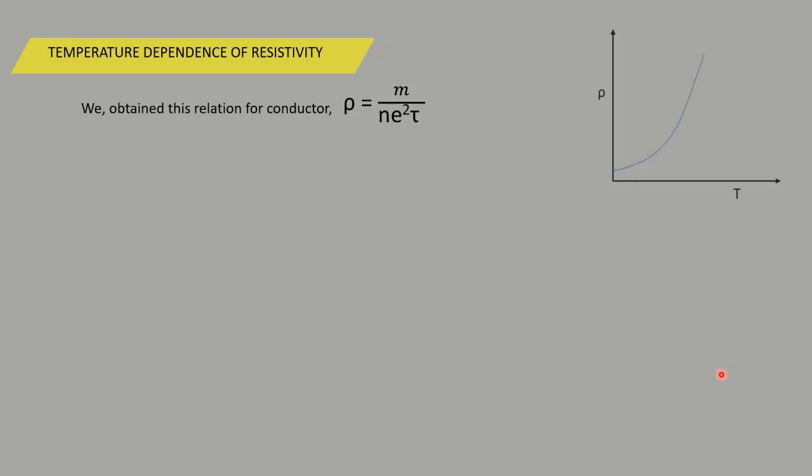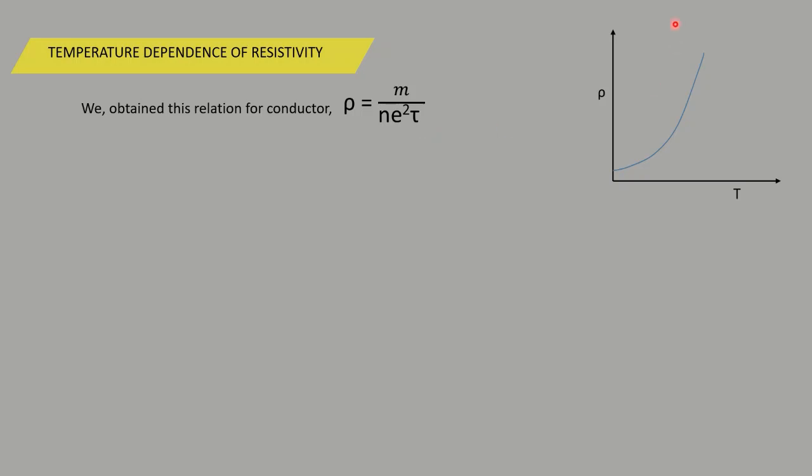And now we are going to study the temperature dependence of resistivity. In our last video, we were introduced to the term resistivity, which was the value of resistance when all the dimensional values were unity, that is 1. The relation we obtained for the resistivity of a conductor was rho equals m divided by n e squared tau, where m was the mass of the electron, n was the number density within the conductor, e was the charge, and tau, the most important term, was the relaxation time.